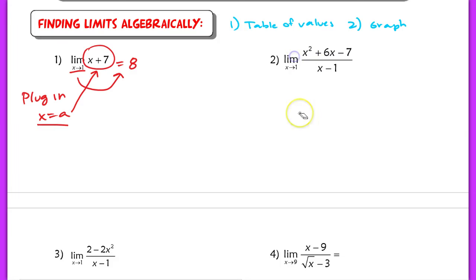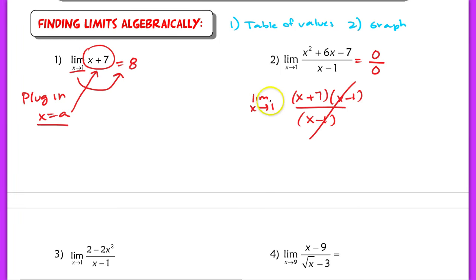So that's the first thing I always want you to try. Okay, now that's an easy problem, right, because we just get a value. Here, if we try to plug in 1 right away into that function, we get 0 over 0. So here we have to use an algebraic manipulation. Here we must factor the numerator, so we'd have x plus 7 times x minus 1 over x minus 1. And then once I cancel those common factors, I'm looking at the limit as x approaches 1 of x plus 7, and again I just plug in 1 here and I'm going to get 8. So the limit here is 8. So that's what it means to define a limit algebraically. You're going to plug in a value and evaluate your function at the value a.